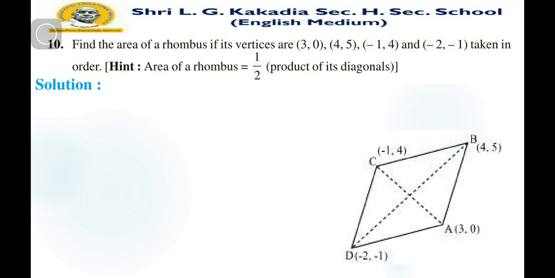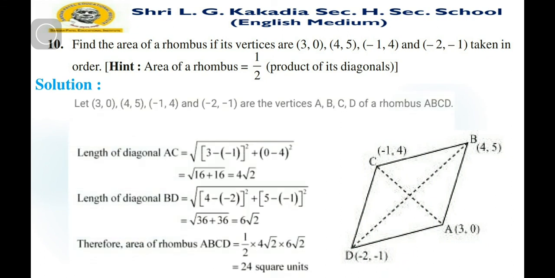From the figure you can see that ABCD is the rhombus, and we just want to find the lengths of its diagonals, that is BD and AC. We want to find the length of BD and AC, so we use the distance formula, and after that we use this formula to find the area. Let 3 comma 0, 4 comma 5, minus 1 comma 4 and minus 2 comma minus 1 be the vertices A, B, C, D of rhombus ABCD respectively.